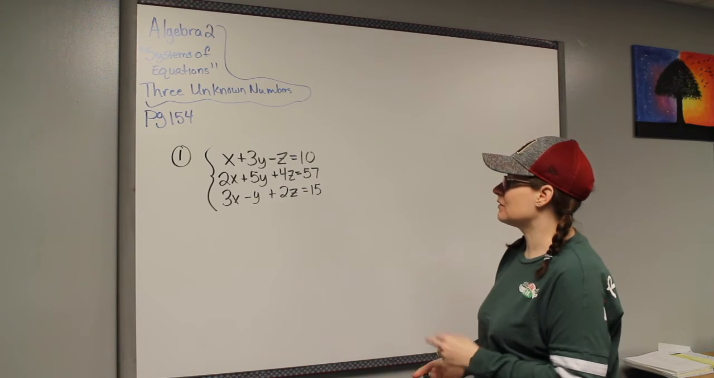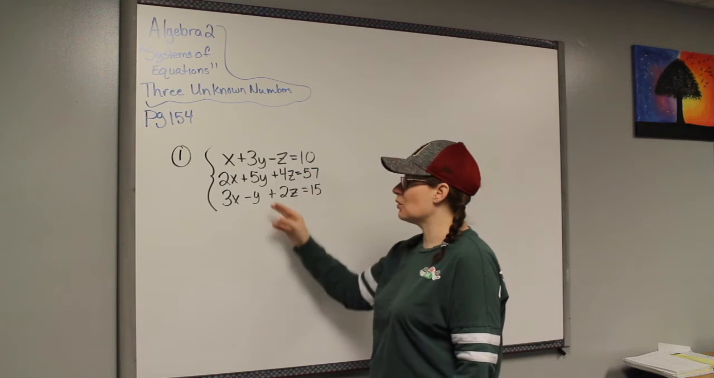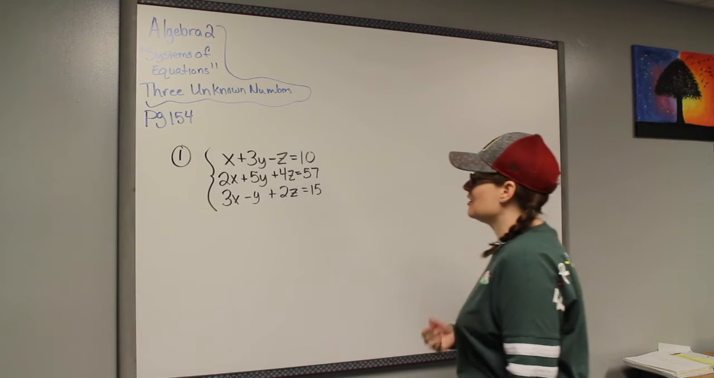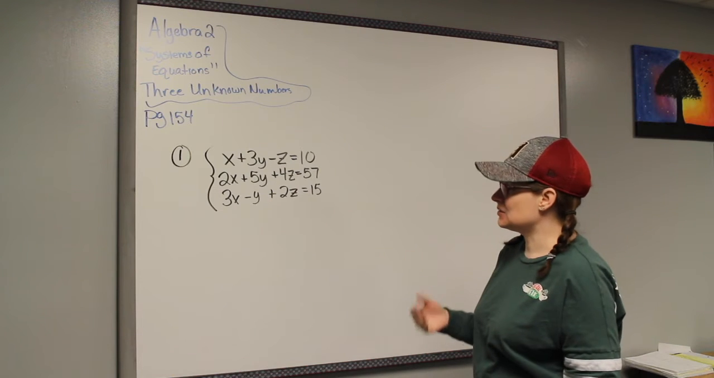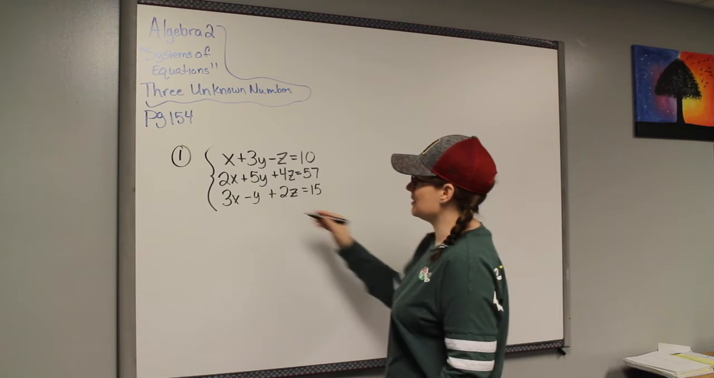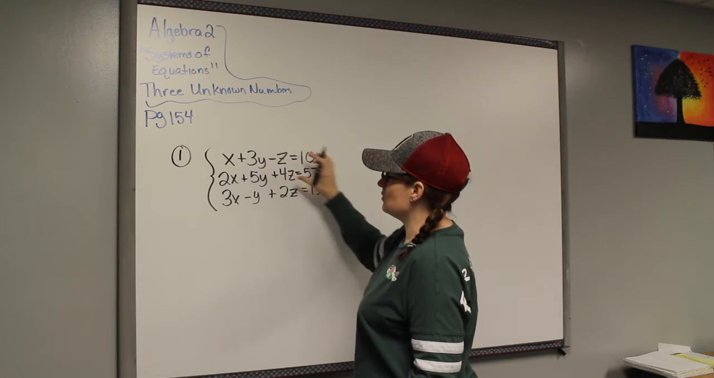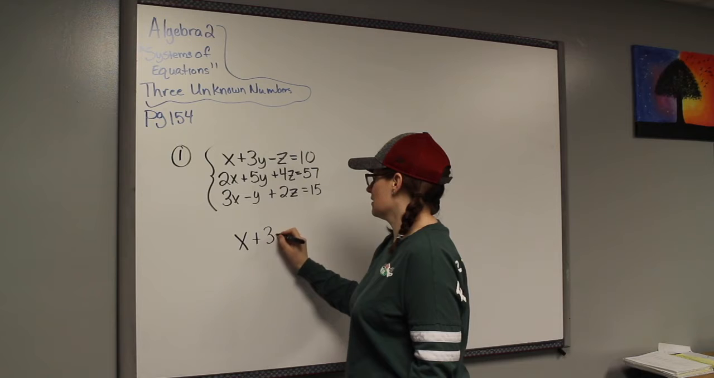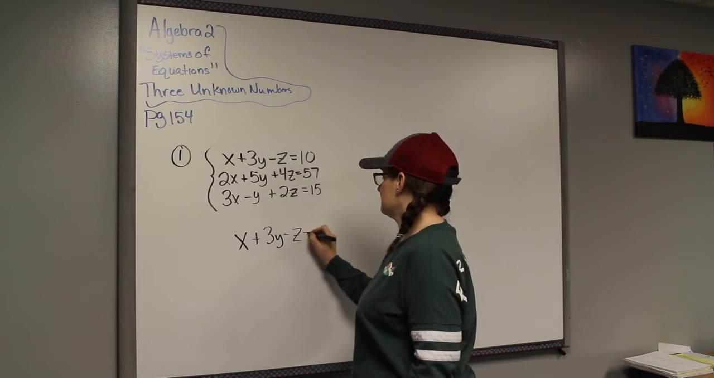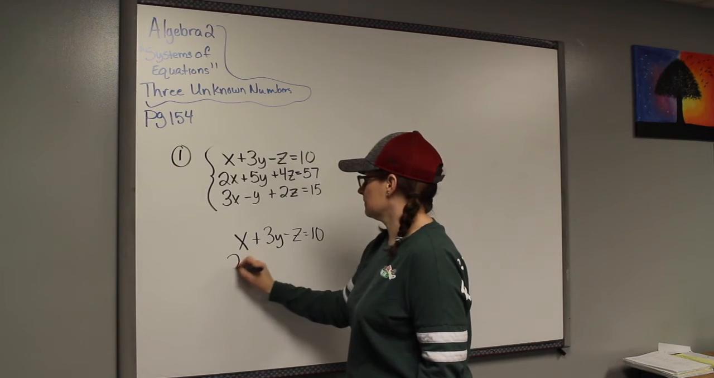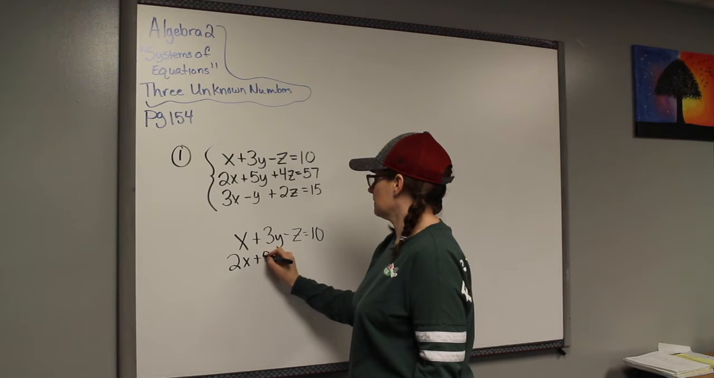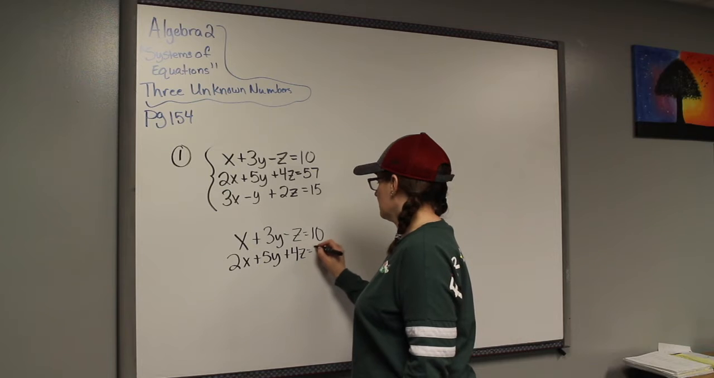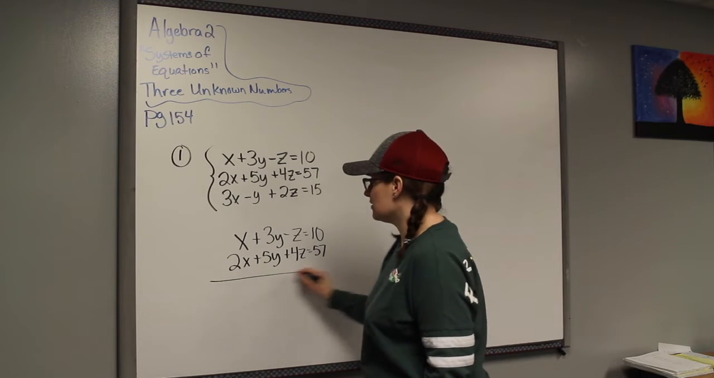So the first step you want to do is pick 2 equations, just 2 of them, and eliminate 1 letter, okay? I try to pick the easiest ones, but in this case, I'm just going to pick the top 2. So I'm going to take these 2 equations, and I'm going to write them down here like they were the only 2 equations. Okay, so these are my 2 equations.